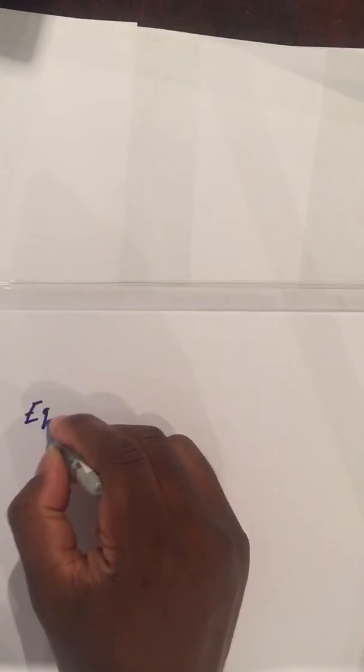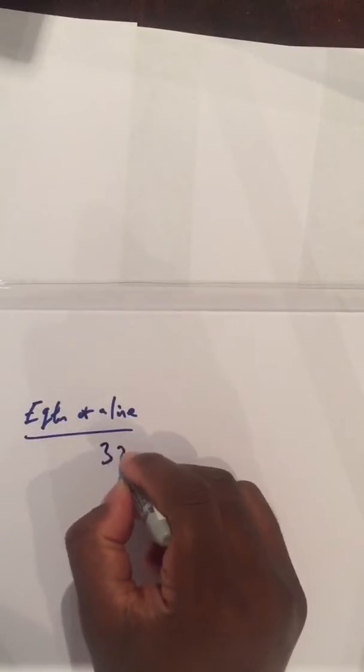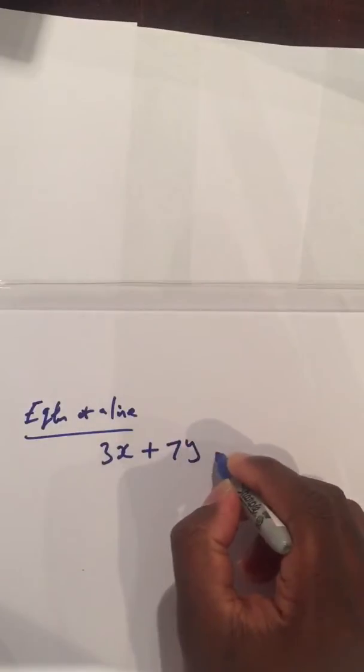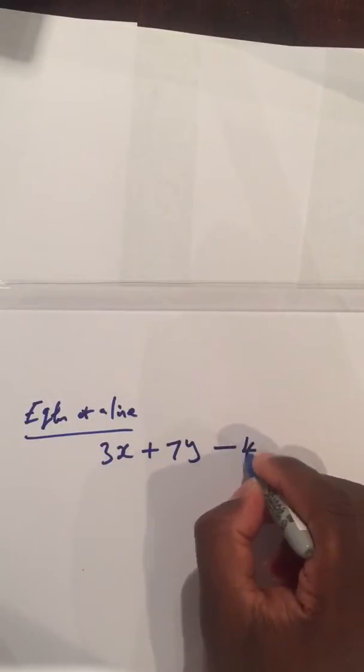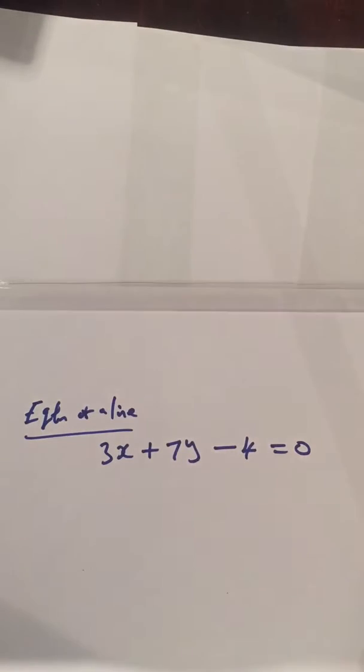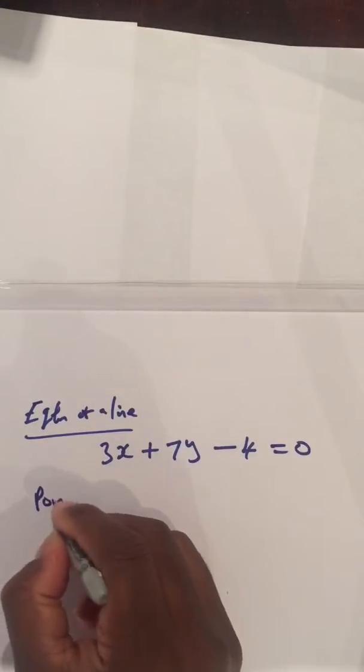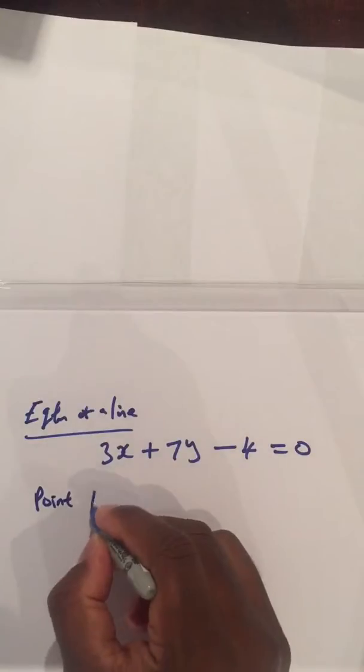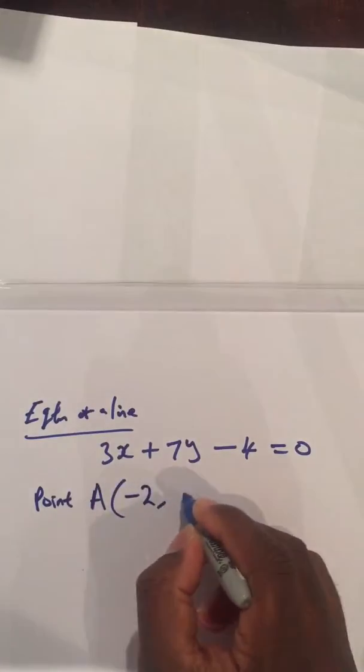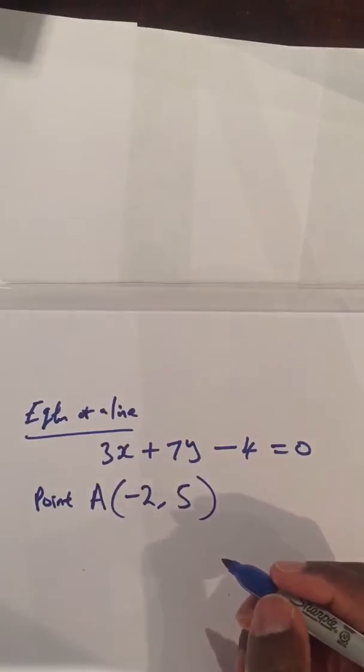So let's say you have a line. So you have the equation of a line. Now this is a question: 3x plus 7y minus 4 equals 0. That's the equation of a line. And there is a point, let's say point A, minus 2, 5.